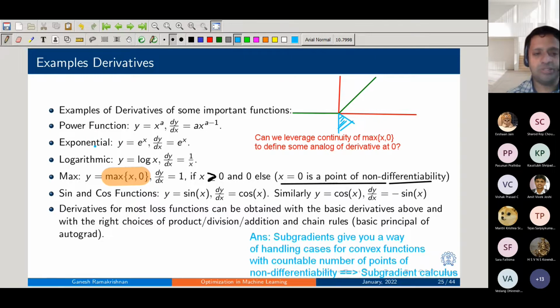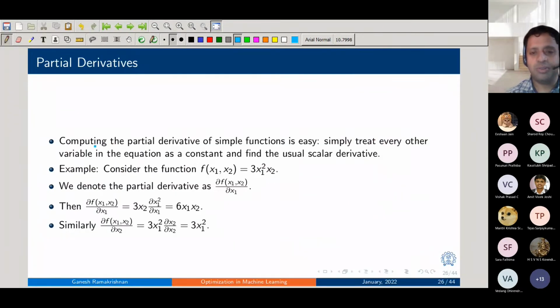You can also have sine and cos, etc. And mostly derivatives can be obtained with the basic derivative rules that we have already listed above, with the right choices of product, division, addition, chain rules, etc. It's also the basic principle of autograd.